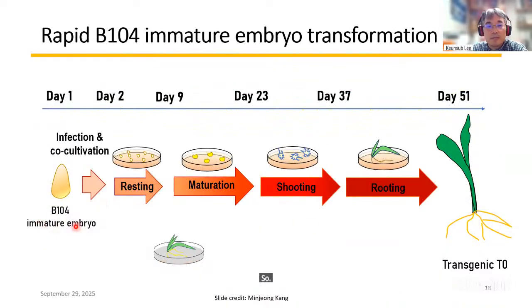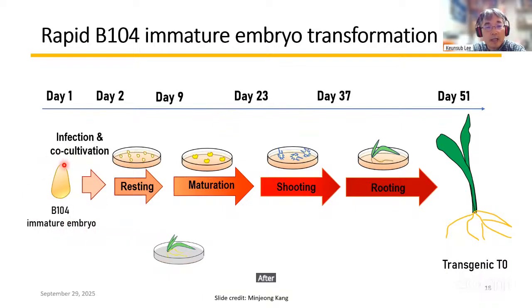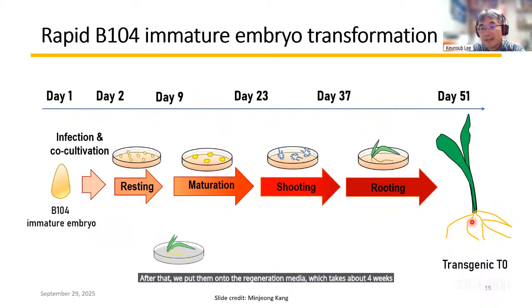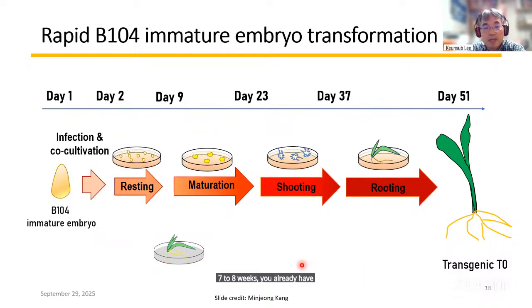So the current protocol we use starts with the same immature embryo because it's regenerable. After overnight co-cultivation, we immediately put them on resting media. There's no selection yet. About a week after that, we put them on maturation media. Here, the somatic embryos mature. After that, we put them onto regeneration media, which takes about 4 weeks. So the overall process takes about 7 to 8 weeks, and you already have a rooted maize transgenic plant.